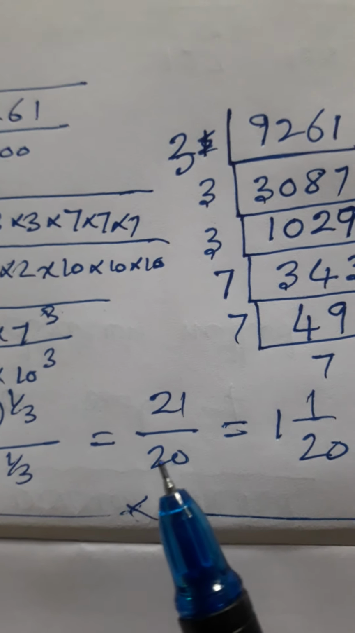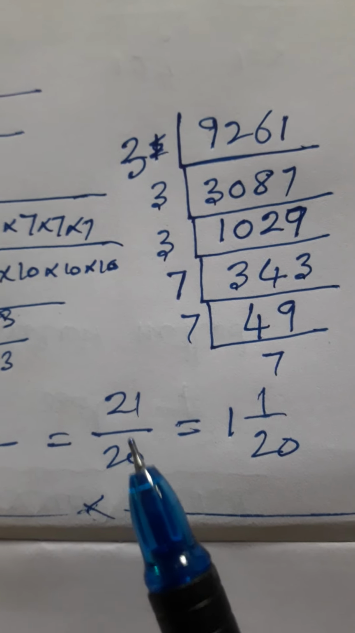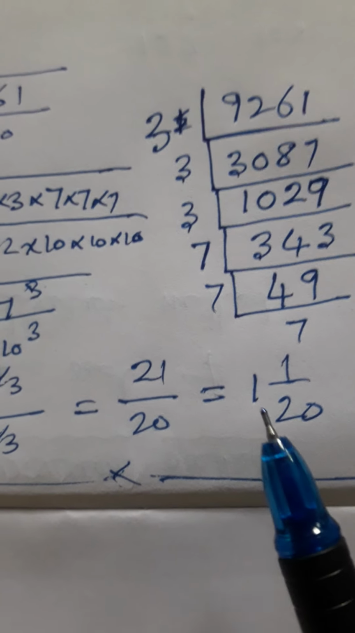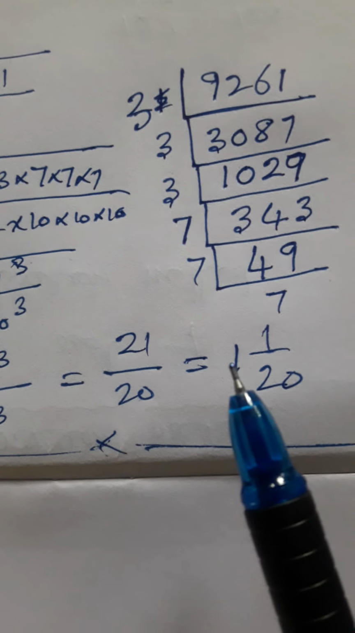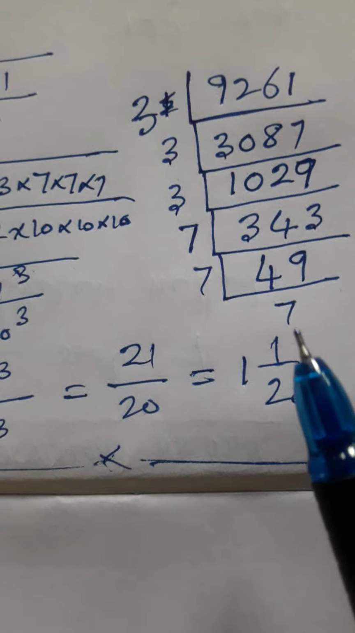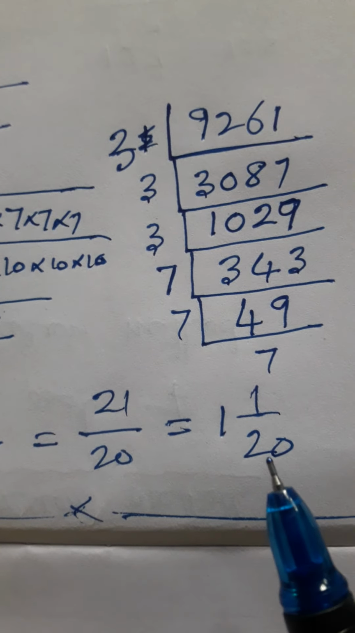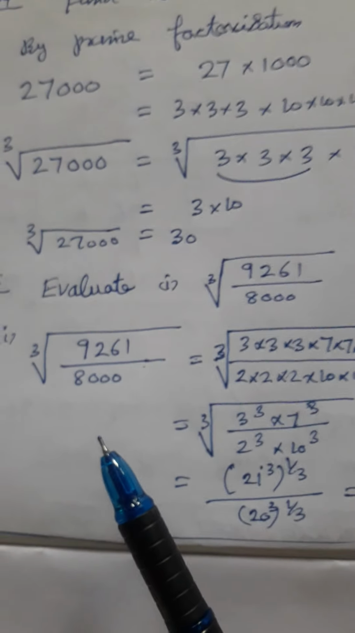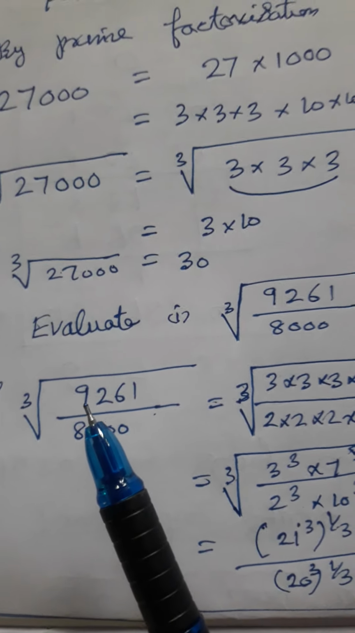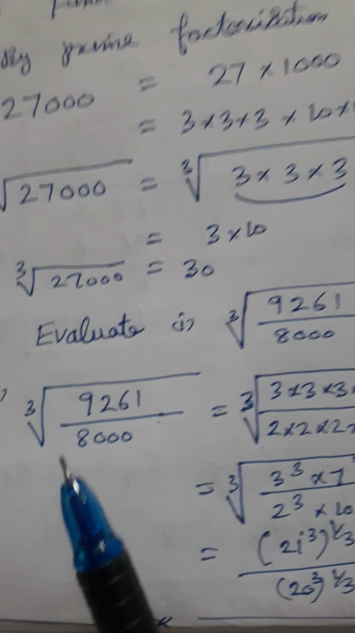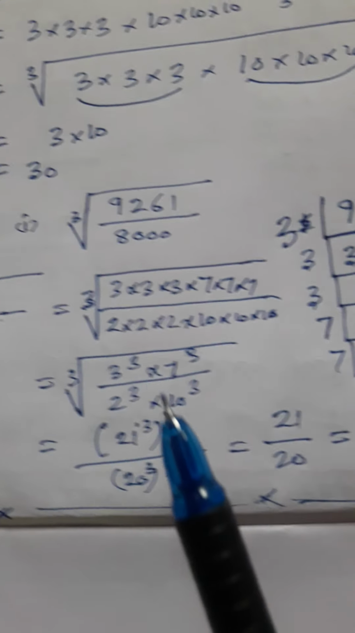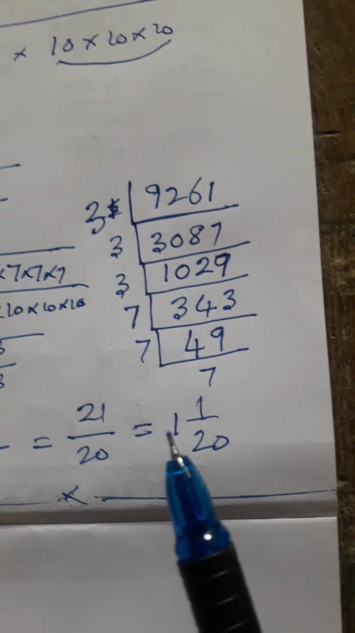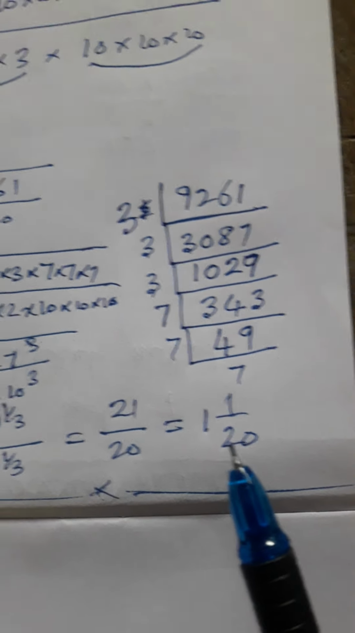Divide this number: 21 by 20 is 1, carry 1, then 1 by 20. So 21 by 20 is 20 plus 1, 21 by 20. So we have a mixed fraction here. Therefore the cube root of 9261 by 8000 is 21 by 20, as a mixed fraction 1 and 1 by 20.